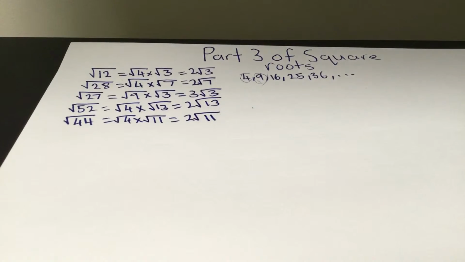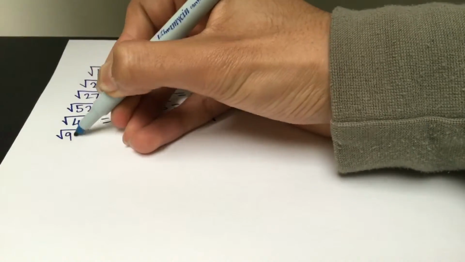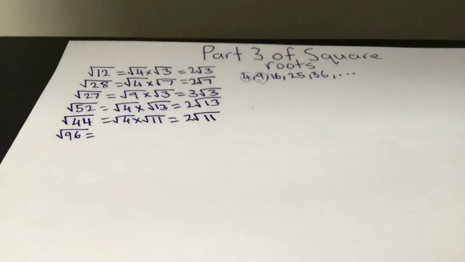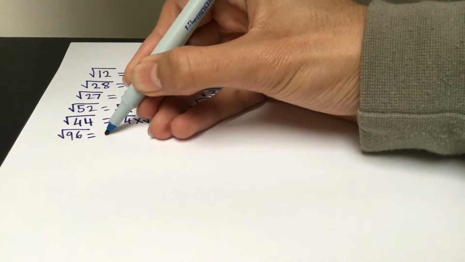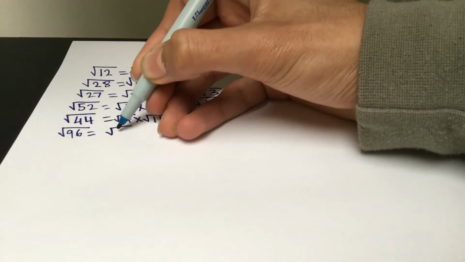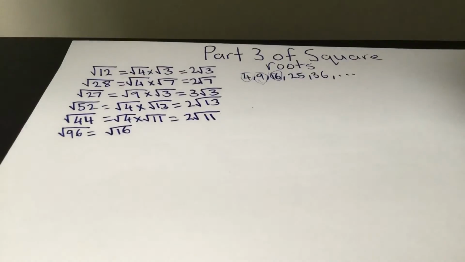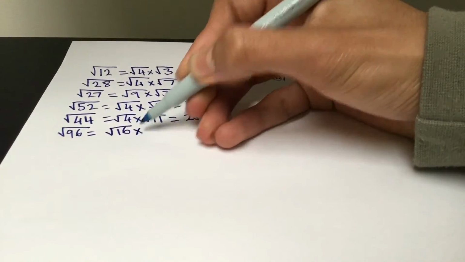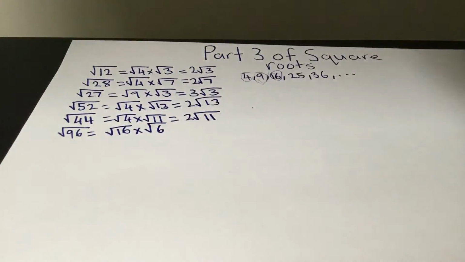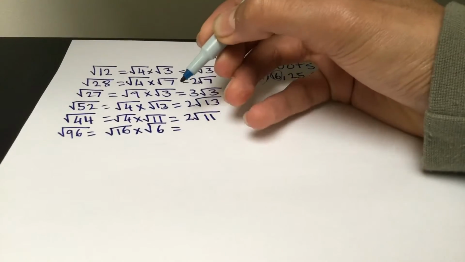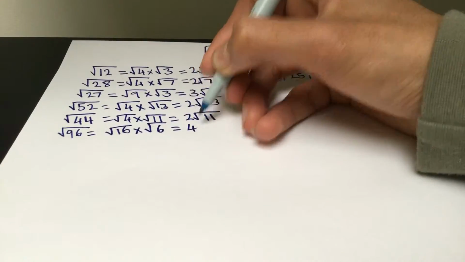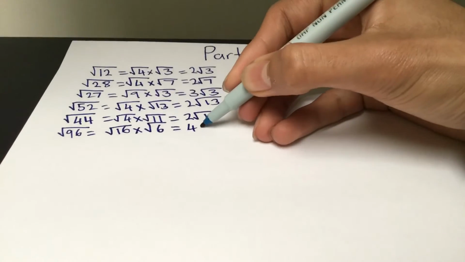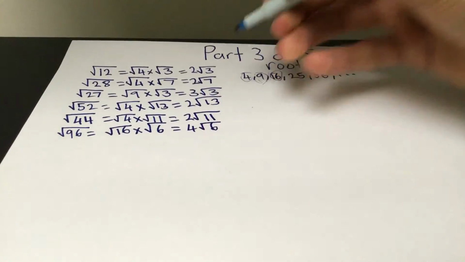Okay, let's move on to square root 96. Same thing, this time we're going to take 16, as that's the square factor that will get us to 96. So square root 16 times square root 6 will give us square root 96. Square root 16, when it's simplified, is 4, and what's left is square root 6.